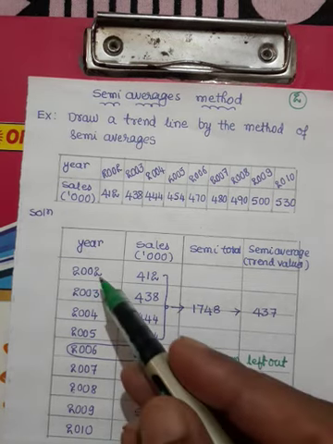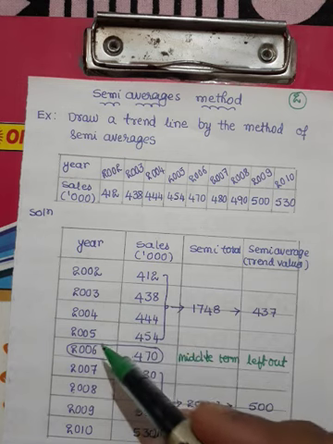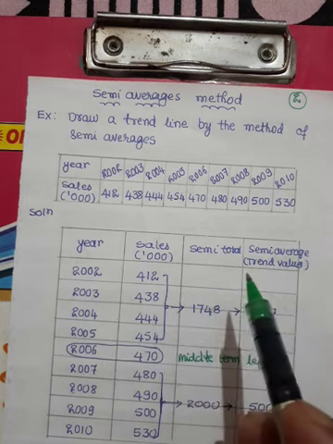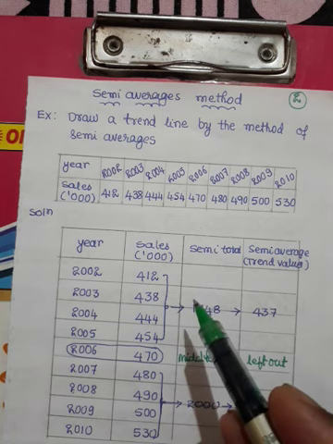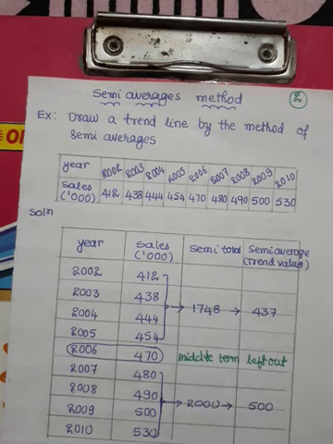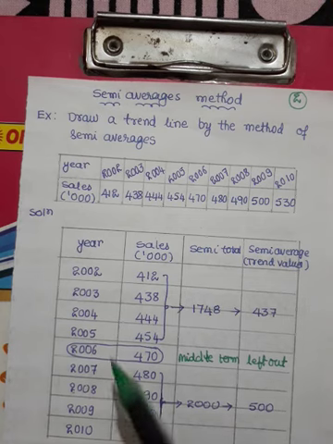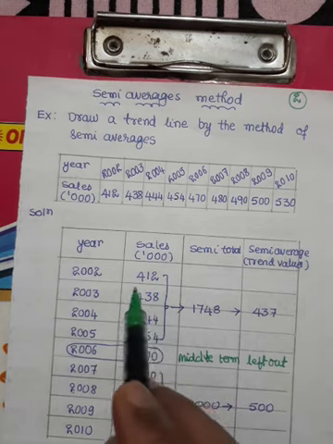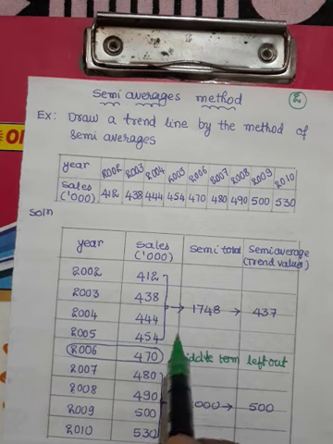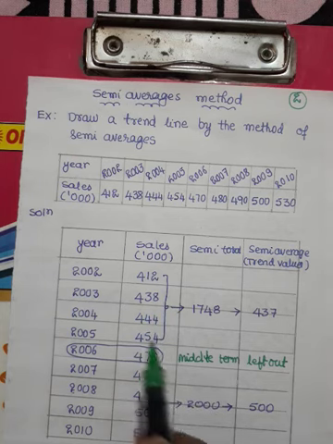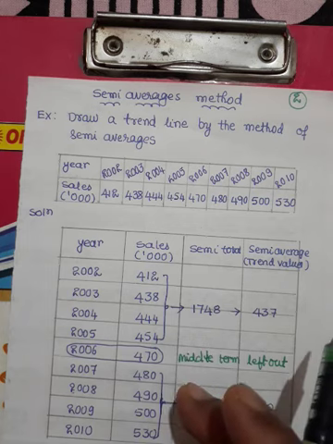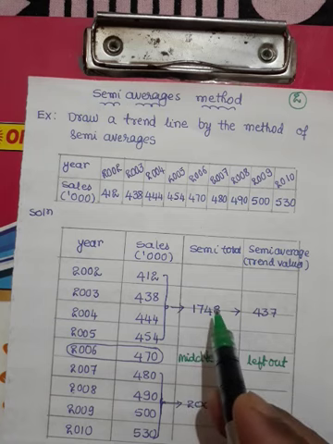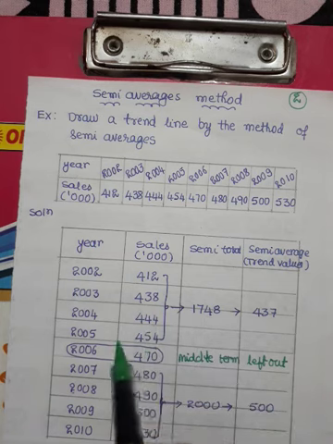For the first 4 years, 2002, 2003, 2004, 2005, we have to find the totals of the first 4 years and the totals of the next 4 years, which are called semi-totals. Add these 4 values, 412, 438, 444, 454. If you add them, you will get the total 1748. And this first semi-total is to be written in the middle of those 4 years.